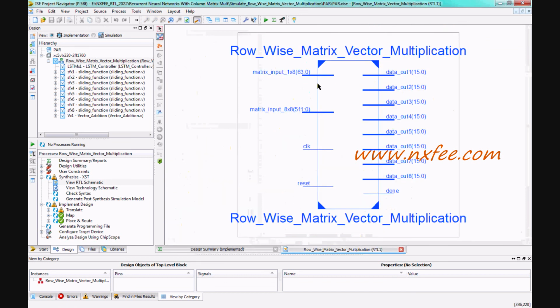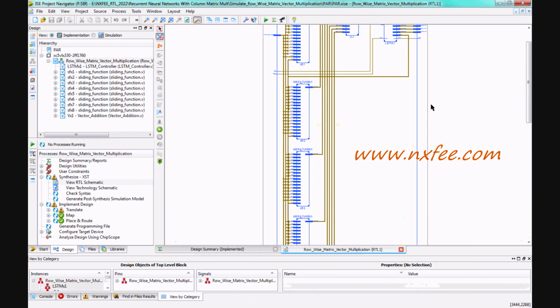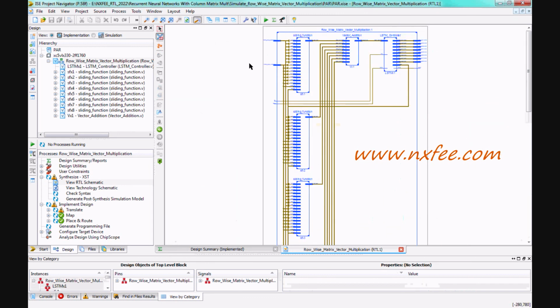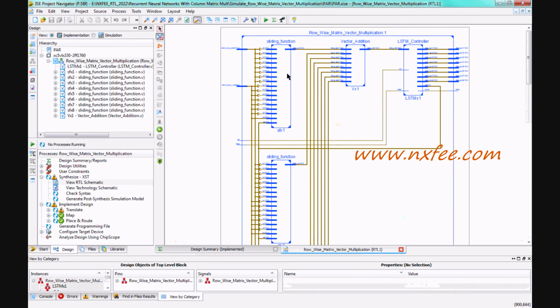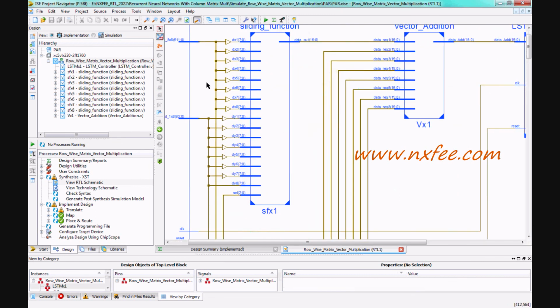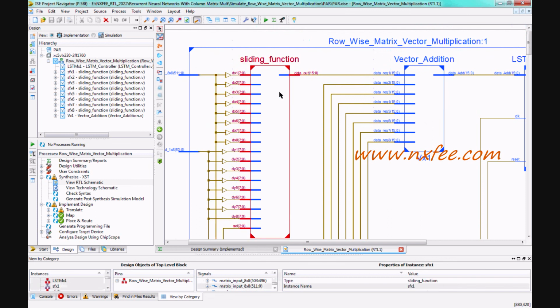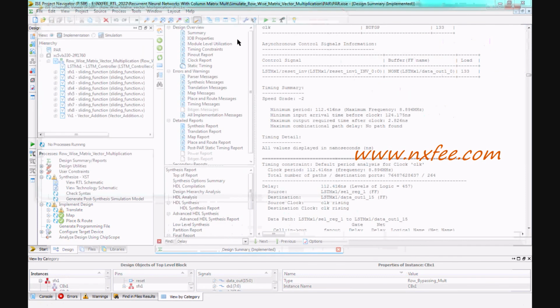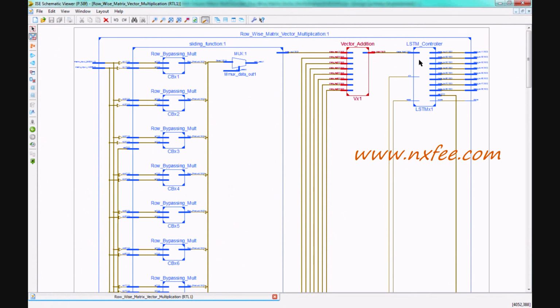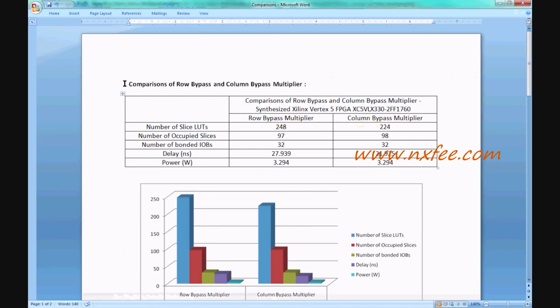And you can check the row wise matrix multiplication. Here the overall architecture is the same, but inside this architecture we have changed the input sequence, 15 down to 0, 7 down to 0. That sequence we have changed, and inside the sliding functions we have used row bypass multiplication. These are the vector additions and the LSTM controller for row wise matrix multiplication. And these comparisons we have updated in the comparison document. This is the comparison for row bypass and column bypass multiplication. These are the comparison values.